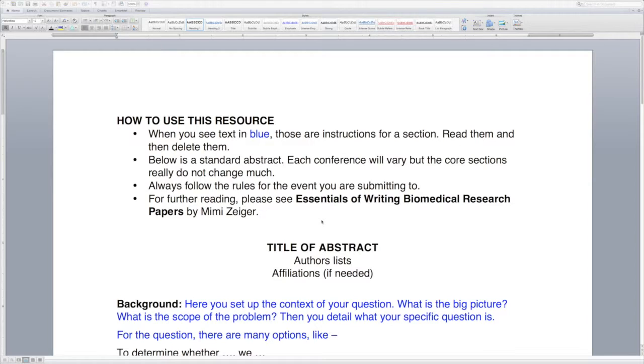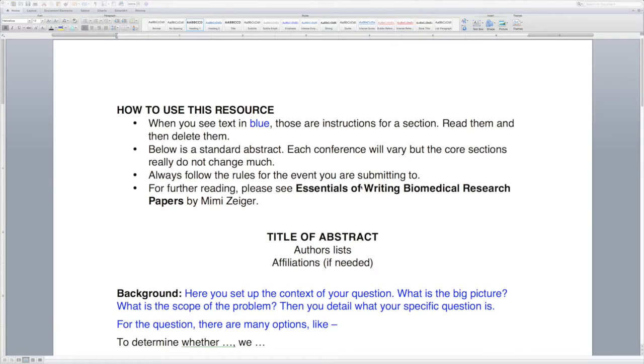Each conference will vary a little bit, but the core sections really don't change much. The size might change. Some conferences might keep it very tight at 200, 250 words. Some will be much more expansive, almost to 500 or even 1,000 words. But the core sections really don't change that much. And so this will give you the good bones from which to build from and develop your abstract.